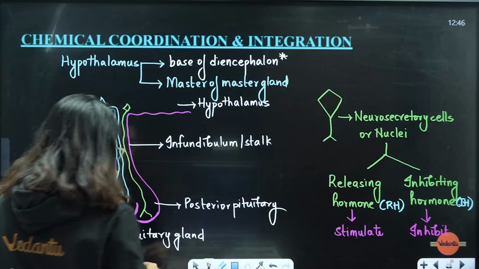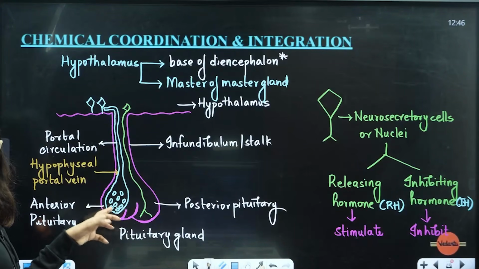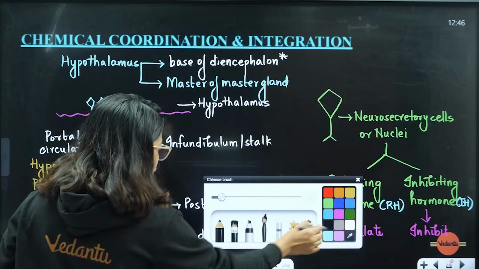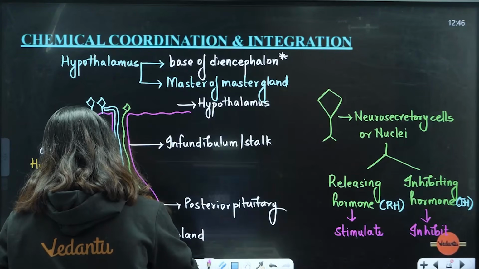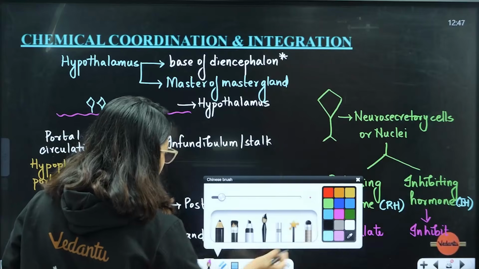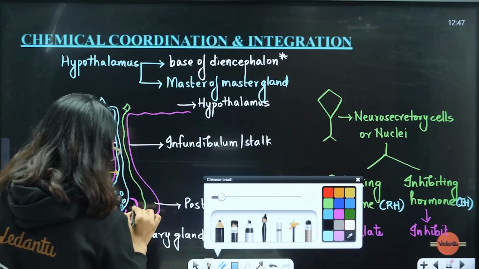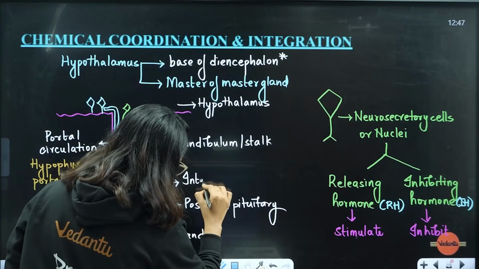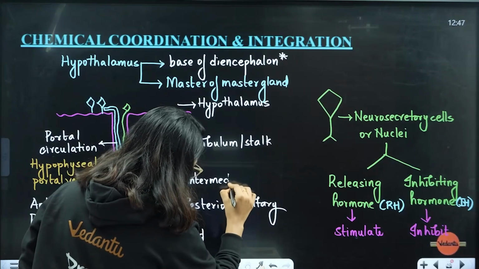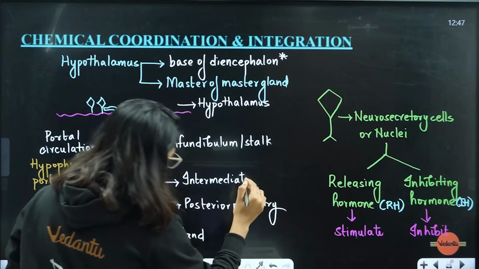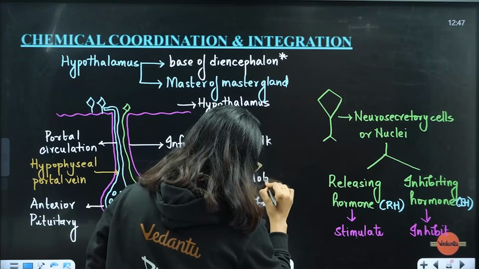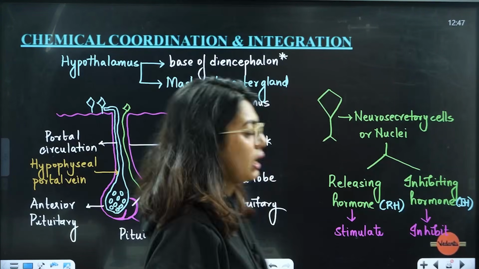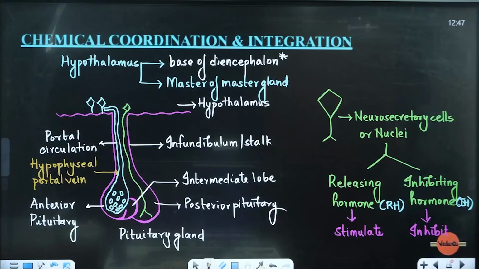There's going to be one small lobe structure here, which is called the intermediate lobe. Ma'am, does it have a boss character? No, students, it does not have a boss character. It will be normal only. So here this will be the intermediate lobe. Any doubts? I hope this is super clear to all of you.